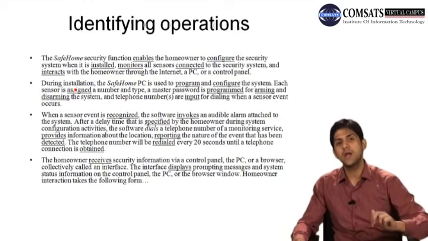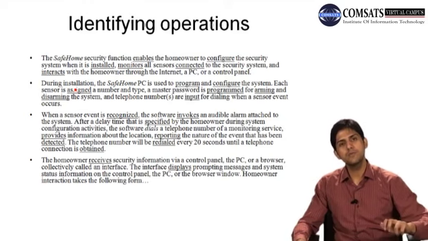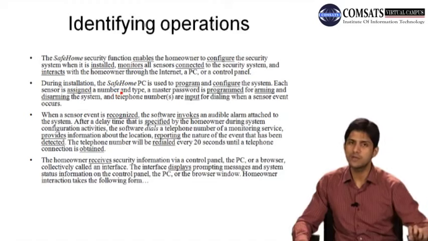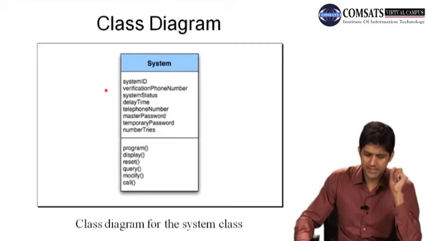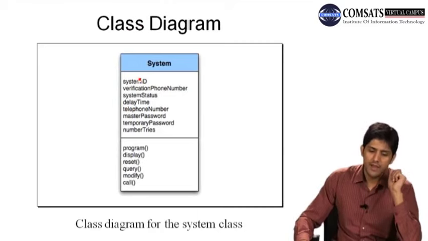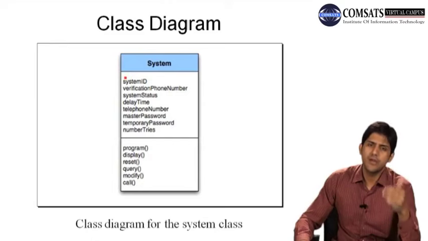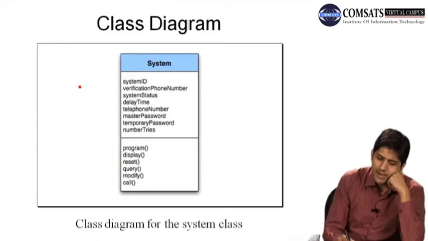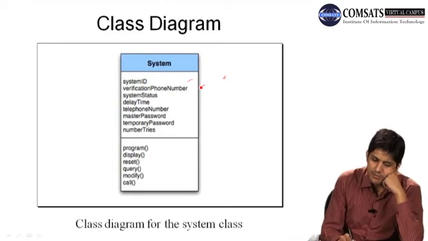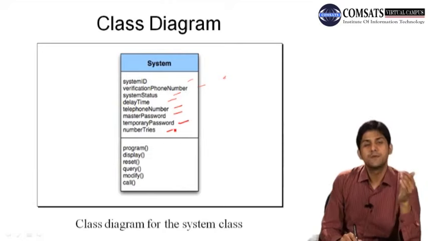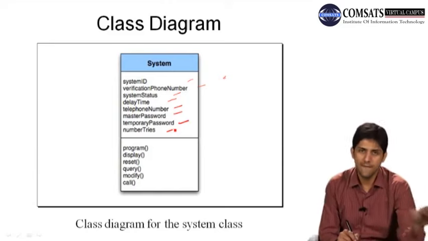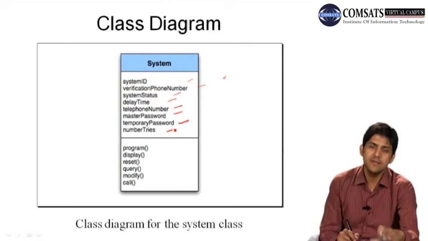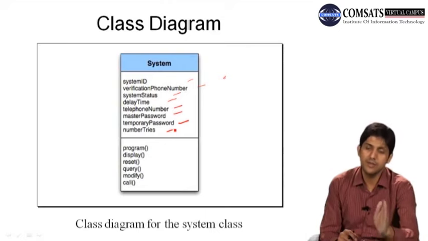And this would be the same as we did for attributes. Can we try to figure out that this operation would closely belong to this particular class? So जिससे हमें लगता है we'll associate that particular function to that class. Okay जी. Now let's say we have this system class, and this is just an example. How do we actually show the attributes and the operations? So the system ID, the verification, phone number, system status, delay time, telephone number, master password, temporary password, and number tries. So for example, system was one of the classes that we selected in our solution. If you go back a few slides, you can see that system is one of the classes that we selected and accepted all the criteria.